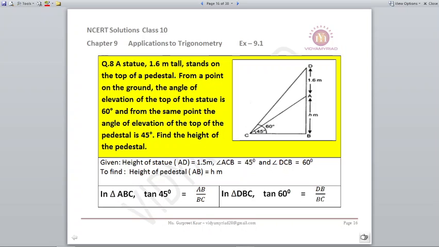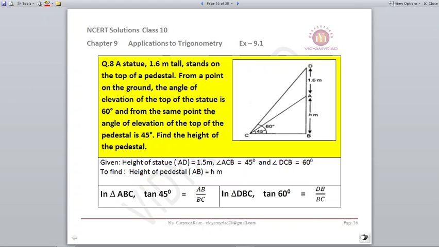Now there is a pedestal AB, we are assuming it as H, and on that there is a statue which is 1.6 meters tall, and the angles formed respectively are 45 degrees and 60 degrees. We have to find out the height of the pedestal. We don't have the distance CB with us.